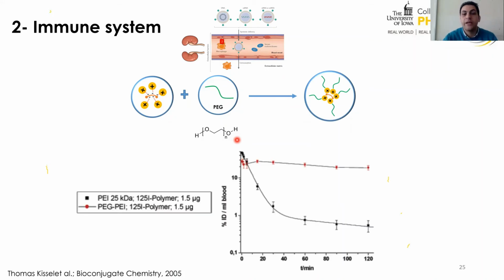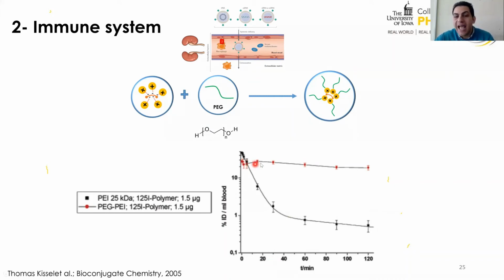And you can see it from here. So they did an experiment where they had a polyethylenimine, the PEI polymer, and they radio-labeled it. And then they had a polyethylenimine conjugated to polyethylene glycol. And both of these were complexed with plasmid DNA and injected into the circulation of mice. What they did here is at each time point, on the y-axis you have different time points, they measured how much is remaining out of the injected dose.